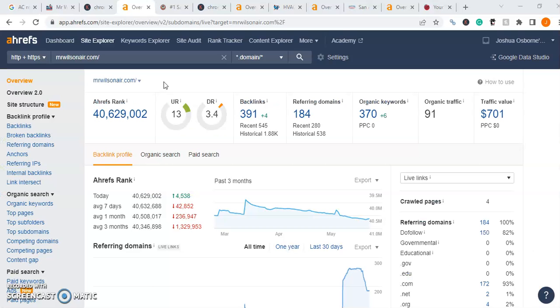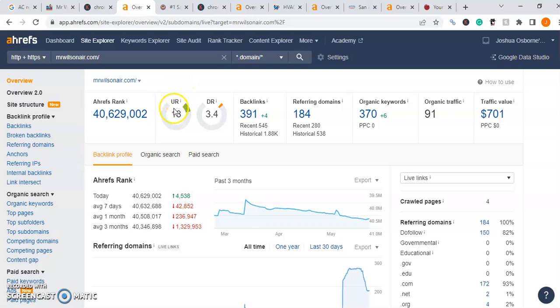So here we are in Ahrefs, and if you take a look here, you have a 13 UR, a 3.4 DR, which puts you in the top 100 for 370 different keywords, and ultimately it generates you about 91 organic users every single month. Not bad, and it's actually ahead of a lot of the companies that I talked to initially. However, how can we expand on these metrics? What can we do? Let's first touch on what these metrics mean.